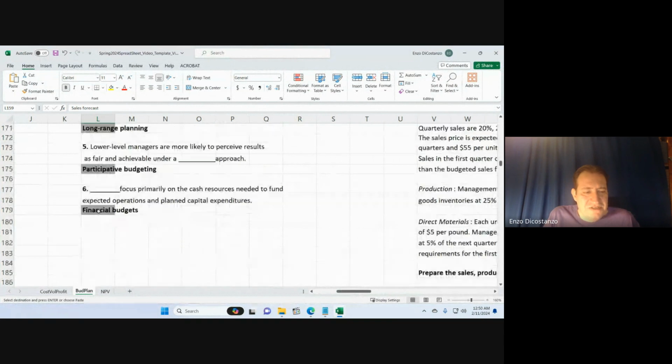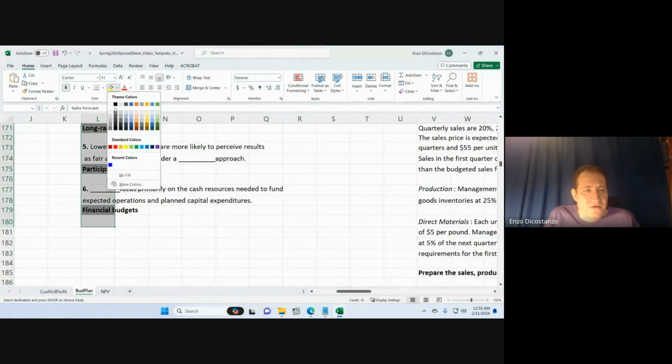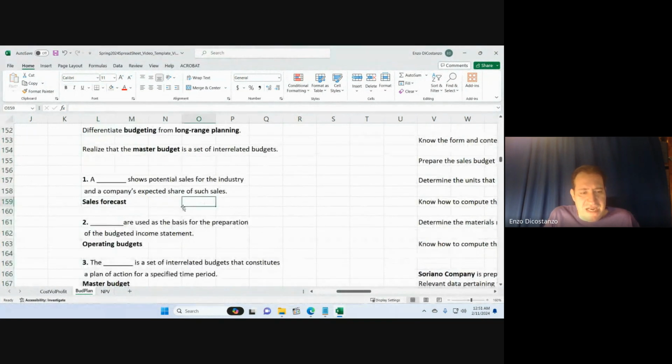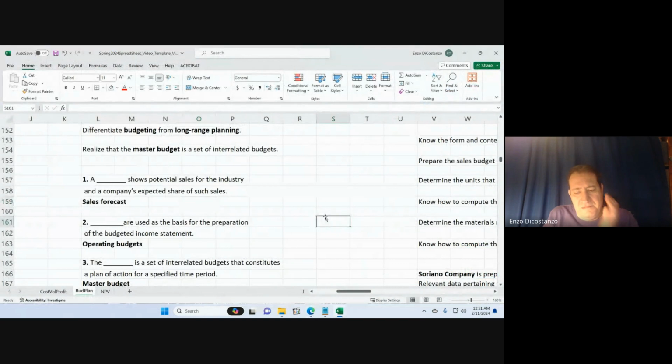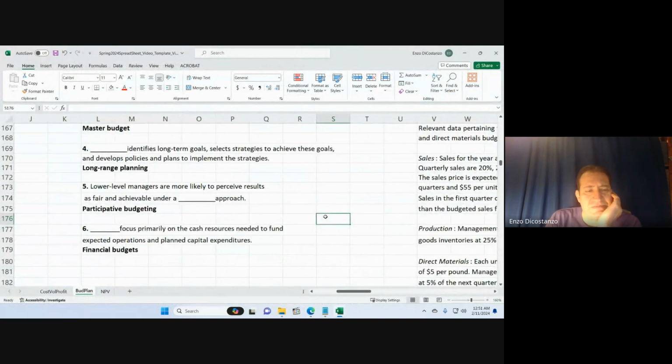And again, just like in the homeworks, you want to get rid of the shading here. You want to get rid of this stuff. All right, so we answered those. Those are the questions there.